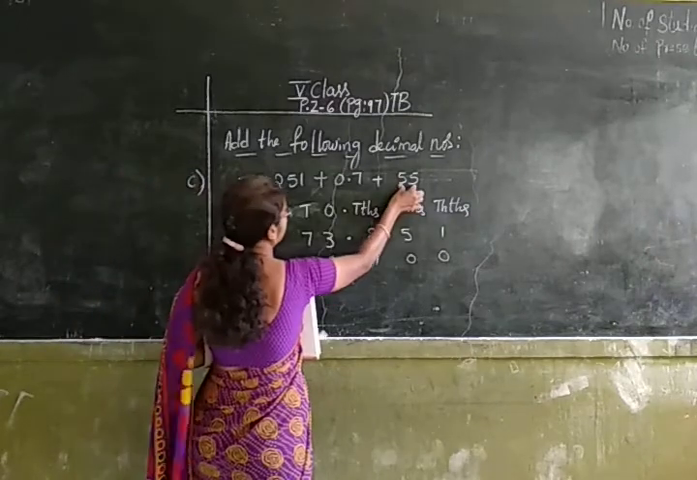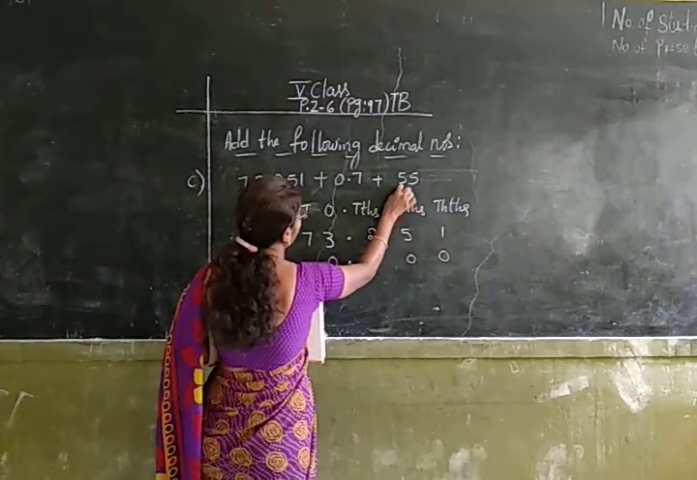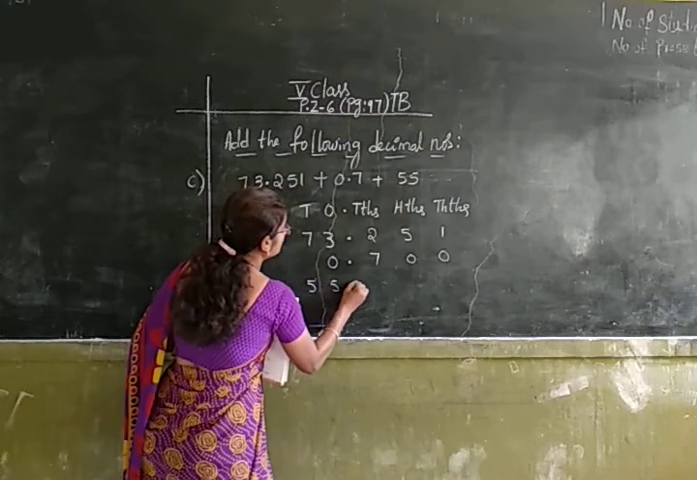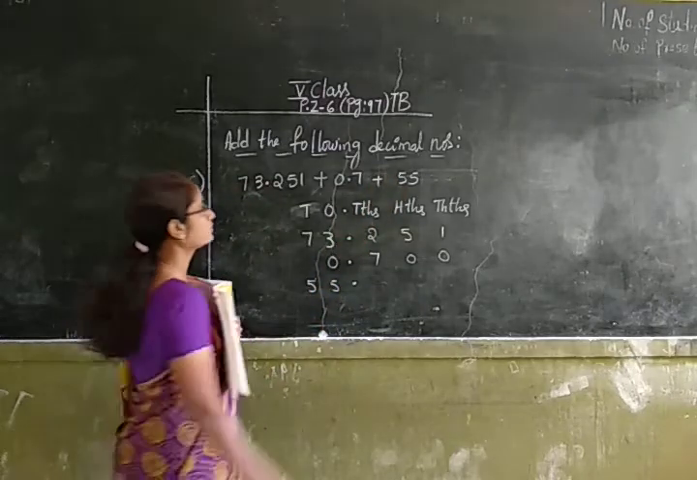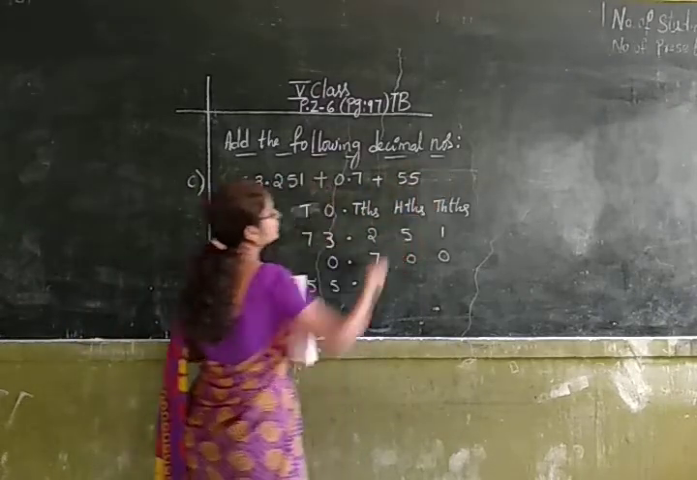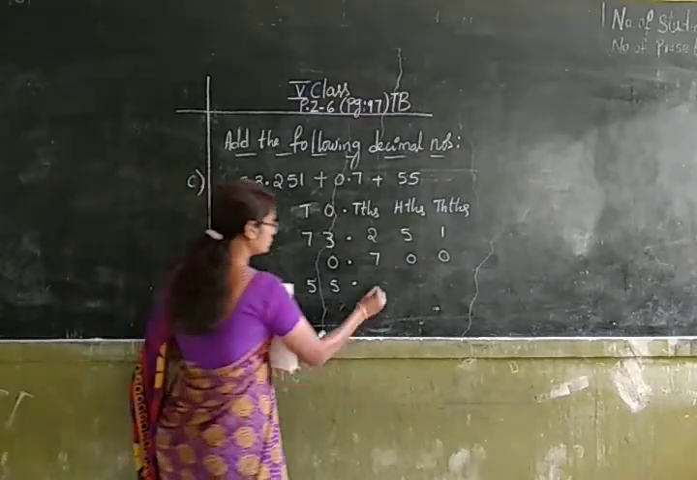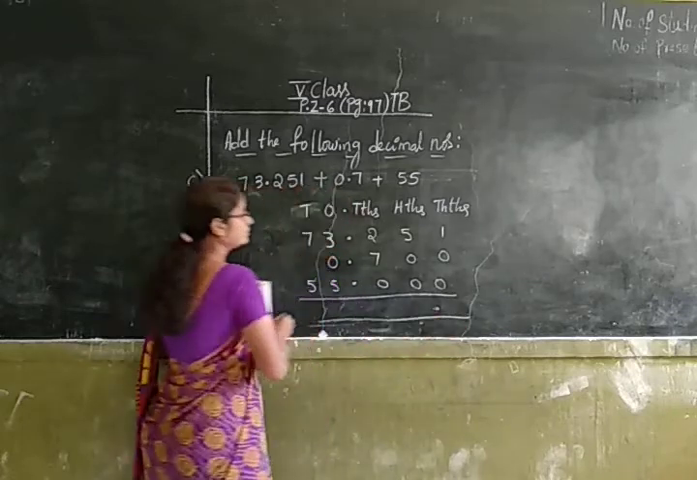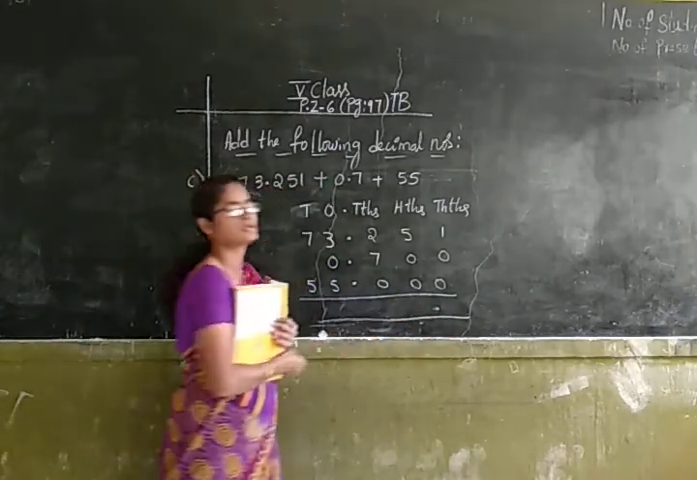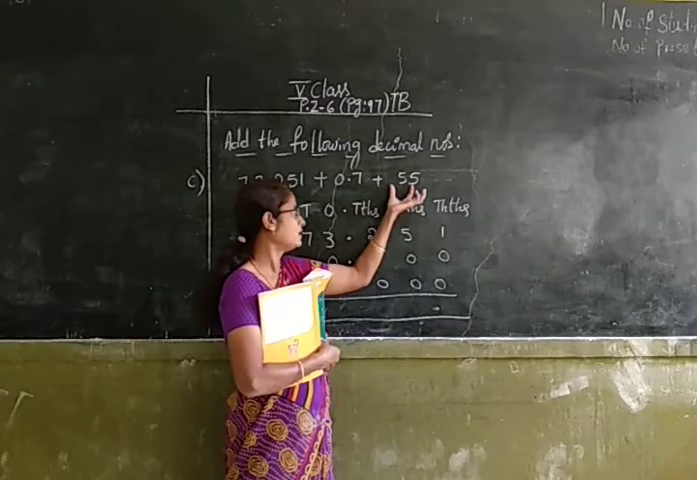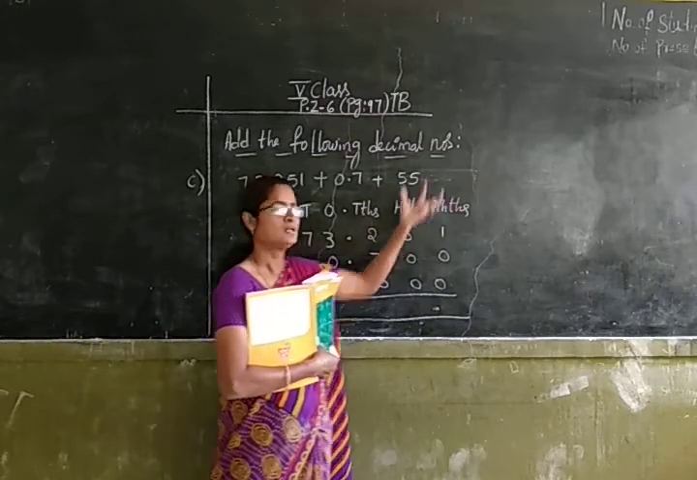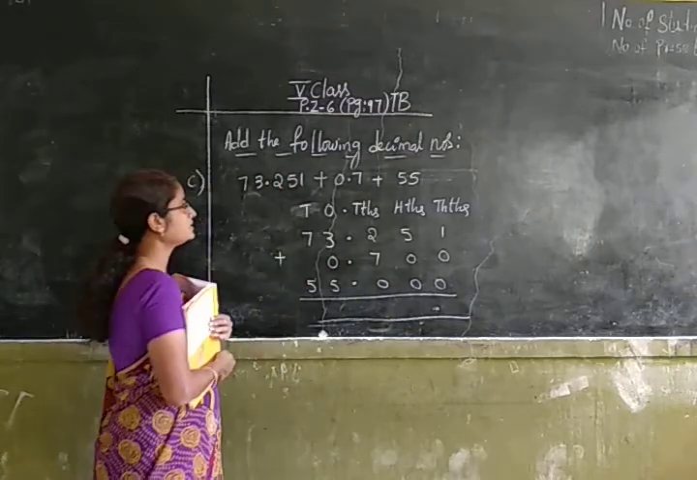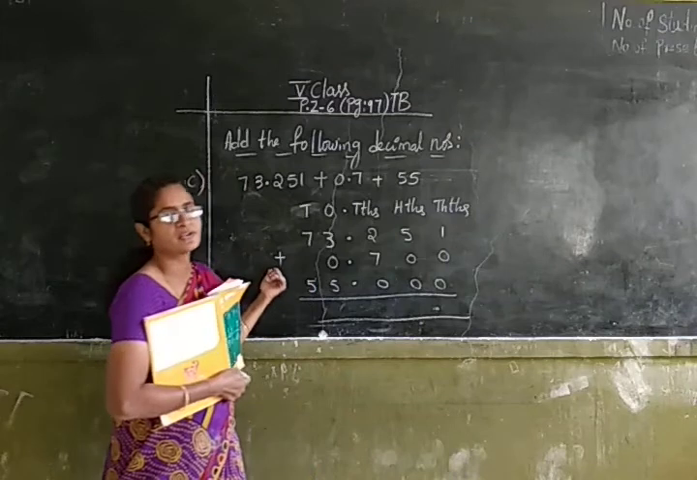Okay children, next let us arrange 55. 55 starts from the tens place. There are no decimal places for this number. You can see that this is a whole number and there is no decimal part for it, so let us write down zeros in the decimal part. If a whole number is given and no decimal part is given, then you have to write zeros in the decimal part. Okay children? After arranging the numbers in columns, put the symbol for addition, which is plus.